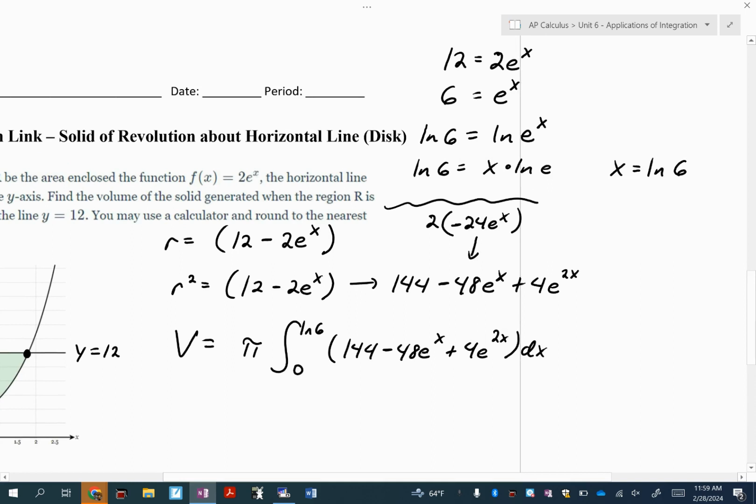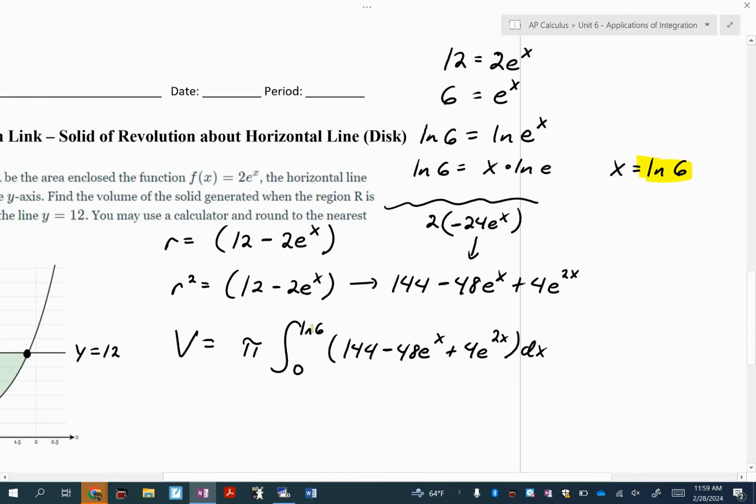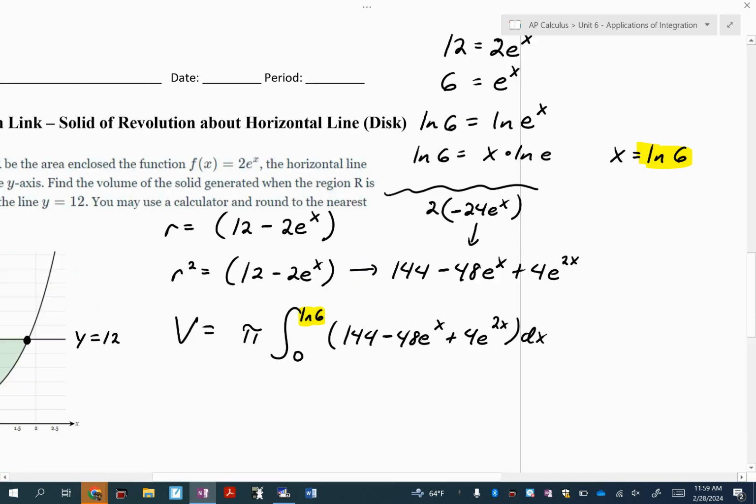The e is now my argument of the natural log, and the natural log of e is 1. So that's why I put that. If you saw where I put it, I put this that you found as my other limit of integration. That was exciting. That's one of my favorite parts of the problem. We're not done yet.